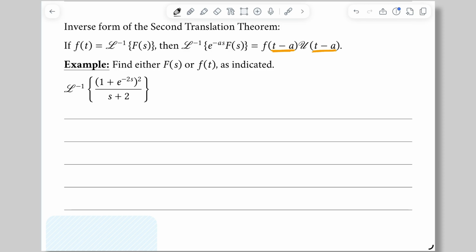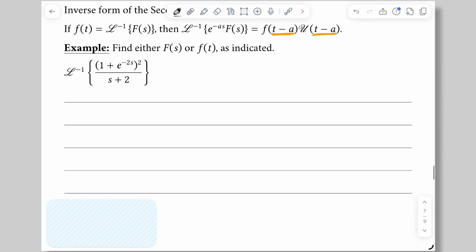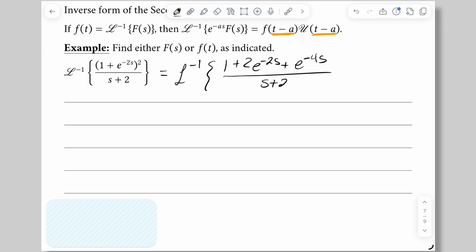We're going to make use of the second translation theorem by finding the inverse Laplace transform of the quantity (1 plus e to the negative 2s) squared divided by s plus 2. There's not really a clever way to deal with this numerator other than expanding it, so we're going to go ahead and do that. This is the Laplace transform of (1 plus 2e to the negative 2s plus e to the negative 4s) divided by s plus 2. We did that so that we could write this down as three separate fractions.